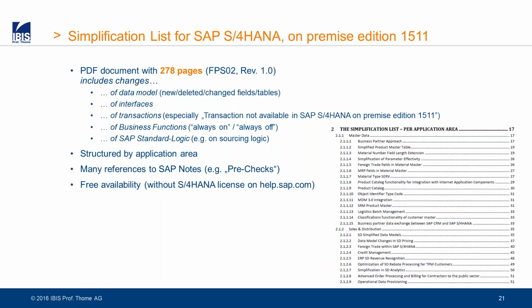The simplification list is always release dependent. There is a small section on the top which describes the changes since the last simplification list. Usually it's just 1 or 2 pages more, for example. And the contents, we already looked at the examples, and as you can see, the structure on the right hand side is structured by application area. There are also references to SAP notes where you can get even further information.